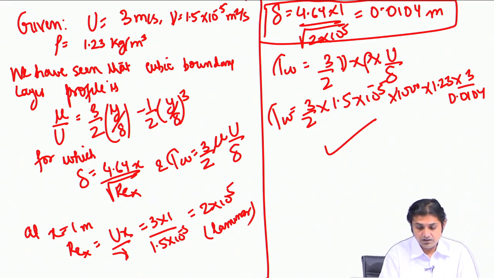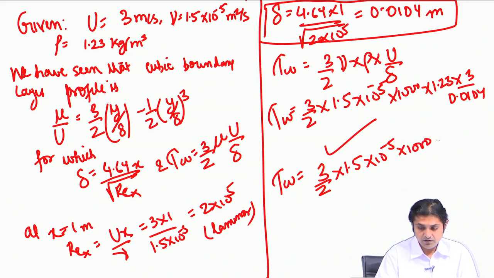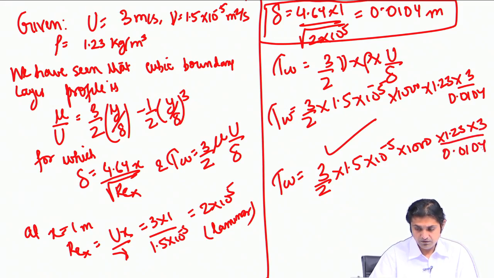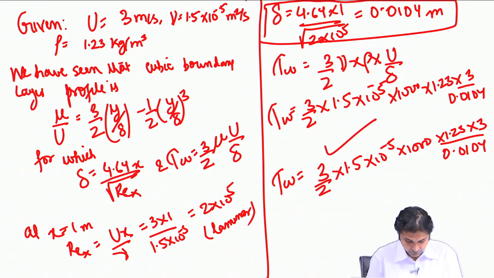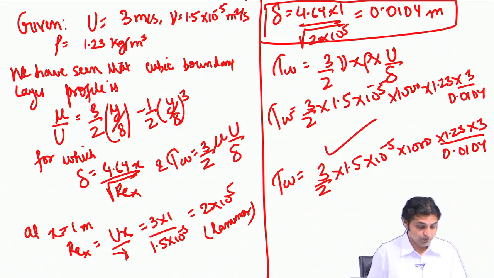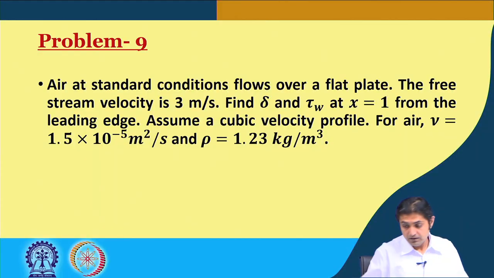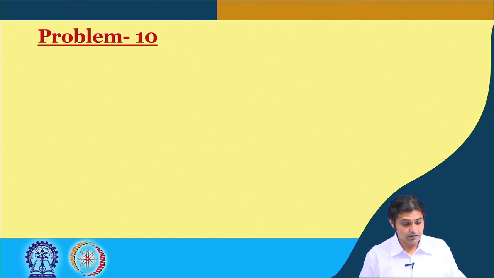Just do some multiplication. I'll write it again: 3 by 2 into 1.5 into 10 to the power minus 5 into 1000 into 1.23 into 3 divided by 0.0104. Okay. So these are some small problems that we are doing.